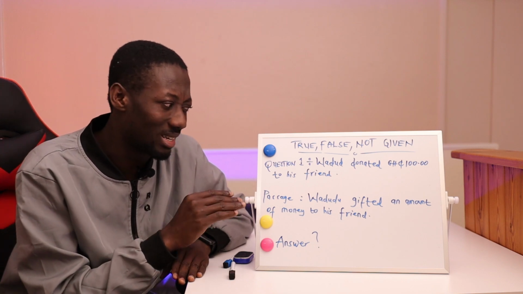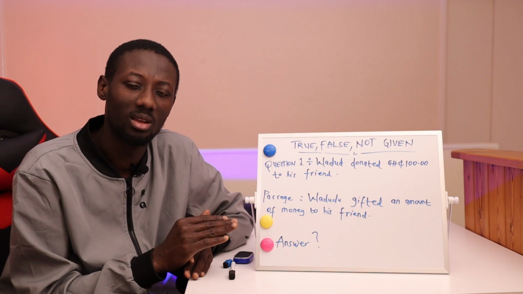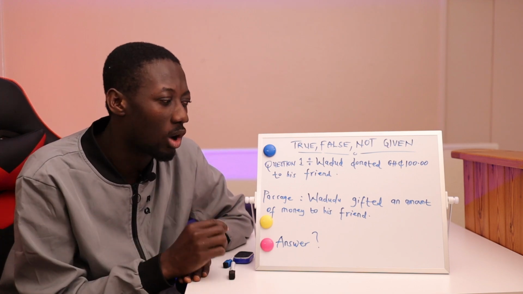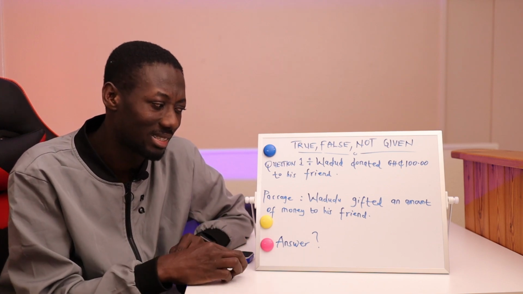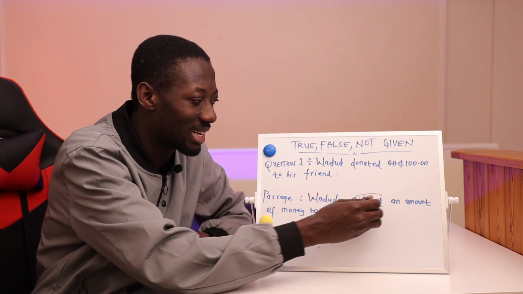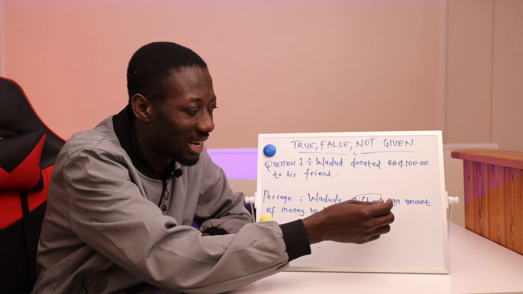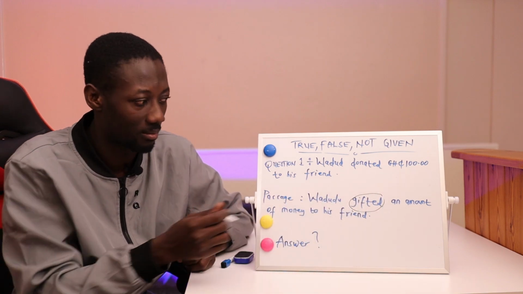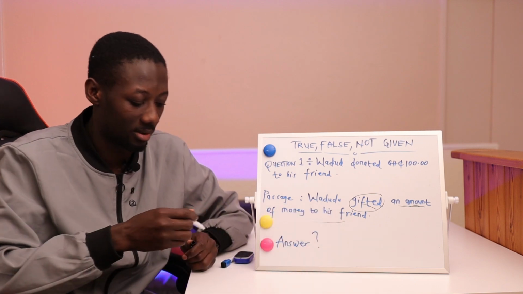The question on the board is that Wadud donated 100 cedis to his friend. Then the passage says that Wadud gifted an amount of money to his friend. Now, I'm underlining "gifted", and I'm underlining "an amount of money to his friend".